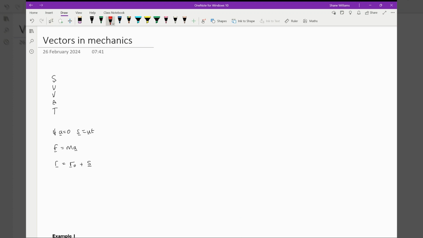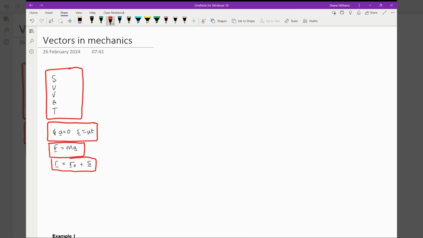So the main things to remember is you've got all the SUVAT questions. They all work in vectors. The only thing that's not a vector is time. It's also worth mentioning that when acceleration is 0, you can simply just use the equation s equals ut, which is obviously part of s equals ut plus half at squared. You've also got force equals mass times acceleration. And then another equation that sometimes people find useful is this one down here.